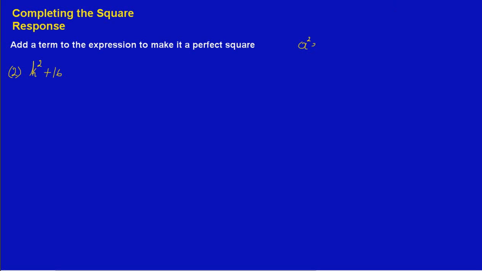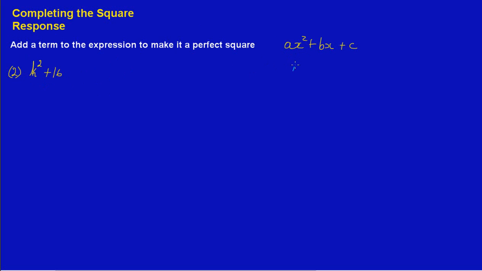My bad, let me just get rid of that. Okay, guys, the general form of a quadratic is ax squared plus bx plus c. If we make some comparisons here, our term in x squared would be k squared. Let me just change my color.